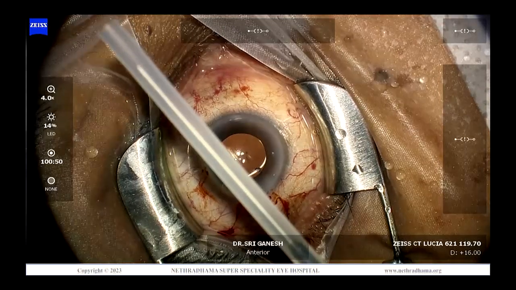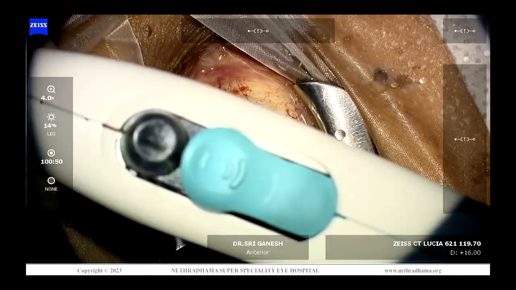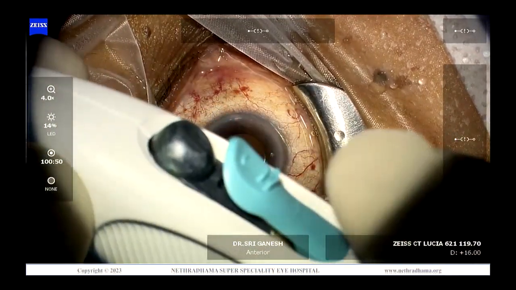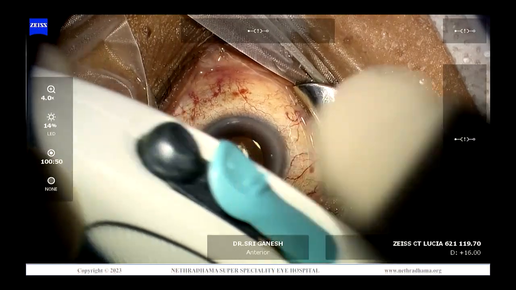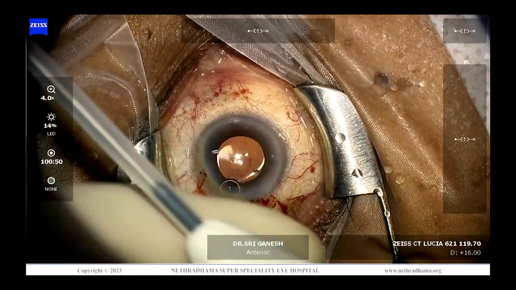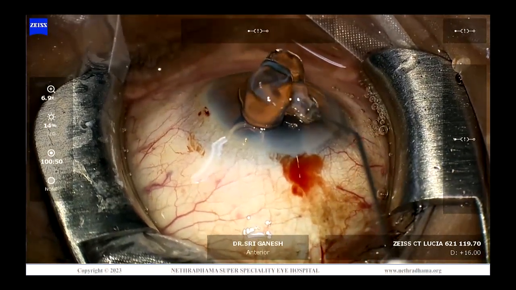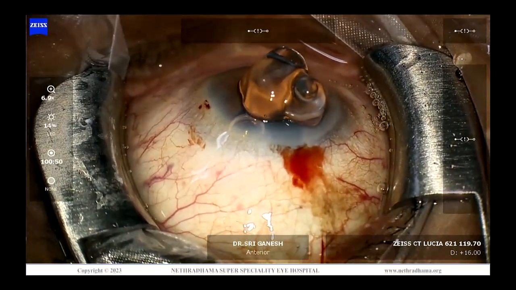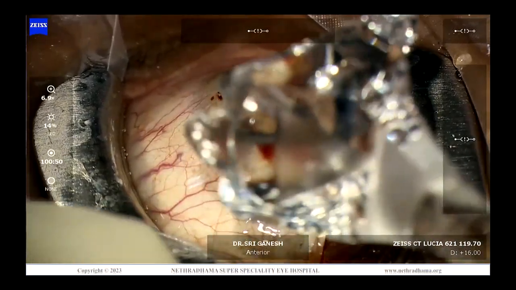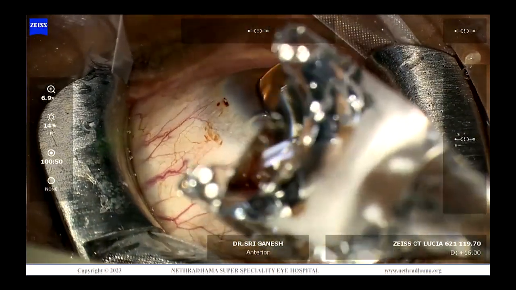There are two devices loaded in each injector, to be implanted about 3 clock hours away from each other. The plastic sleeve is removed. The patient is asked to look away from the surgeon. Most cases, all our cases are done under topical.